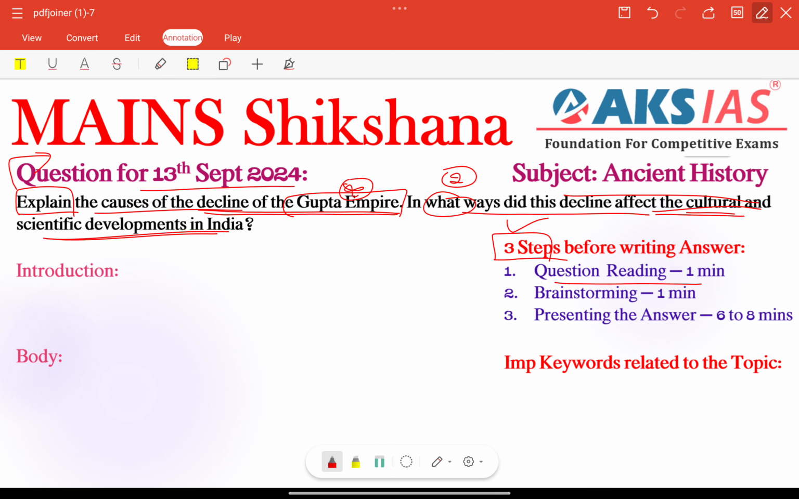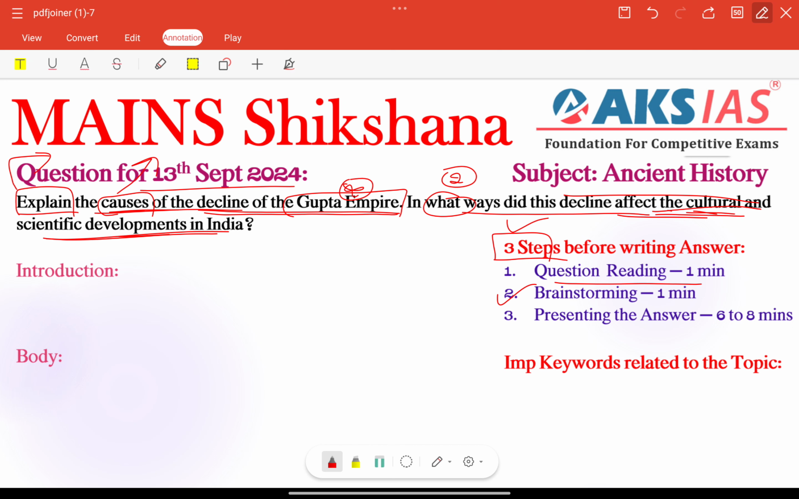So next, what about keywords here? Causes. First, we need to provide some causes of the decline of the Gupta Empire, and then in the second part we need to focus on providing separate cultural and scientific developments here. The decline affecting the cultural and scientific developments, very important.